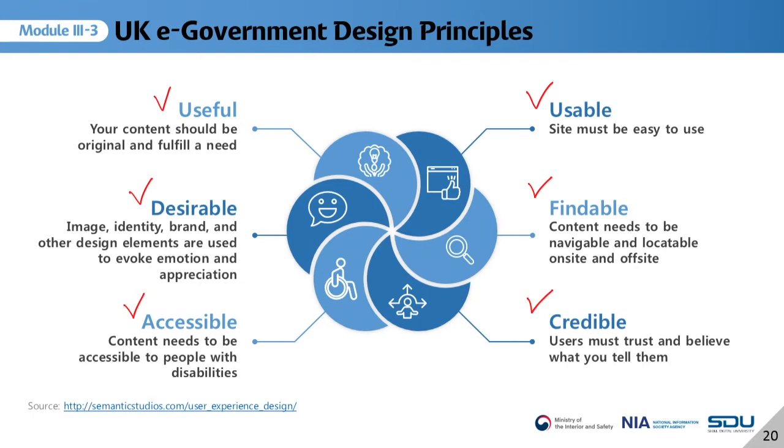Usefulness is about content that should be original and fulfill a need. Usability is about being easy to use. Desirability is about image, identity, brand, and other design elements used to evoke emotion and appreciation. Findability is about being more navigable and locatable on-site and off-site. Accessibility is about better access for people with disabilities, so there is no discrimination. Credibility is about more trust, more believability in what you tell them.